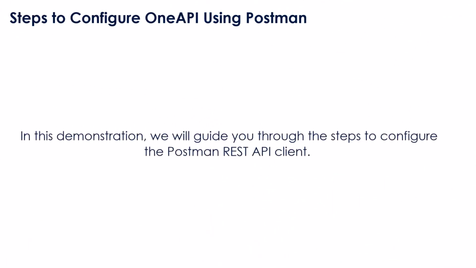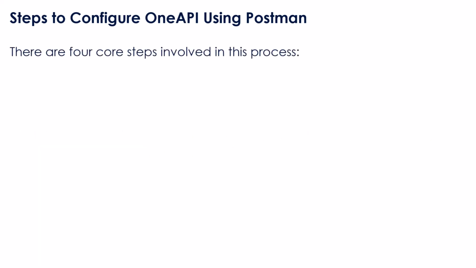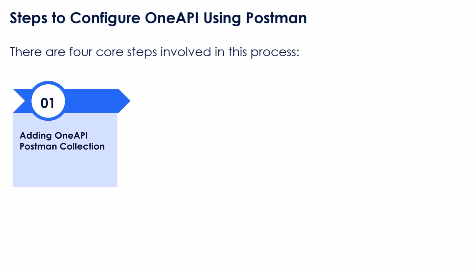In this demonstration, we will guide you through the steps to configure the Postman REST API client. There are 4 core steps involved in this process. First, you need to install the Postman REST API client. Once the installation is complete, you will need to import the OneAPI Postman collection, which is in JSON format.